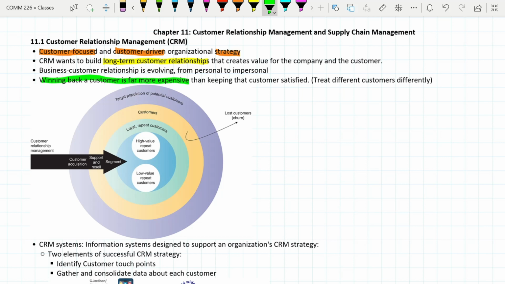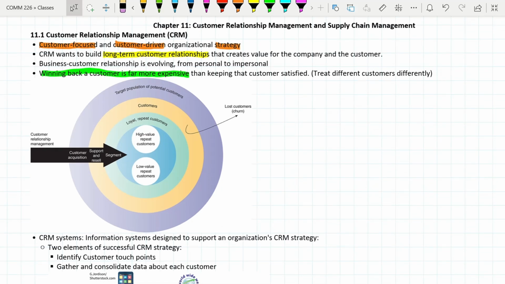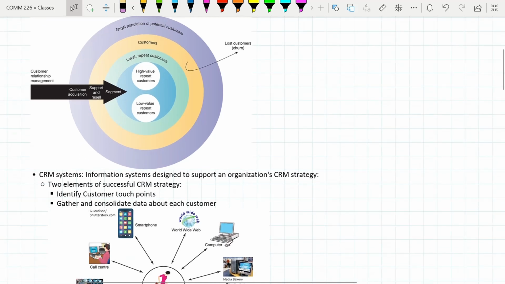with customer acquisition, support, and resale, and then segment, showing your target population, your customers, your loyalty and repeat customers, and then your high value repeat customers and your low value repeat customers. And so this is what they mean by treat different customers differently, because you really want to make sure that your high value repeat customers and your low value repeat customers are satisfied, because those are the ones that are staying with your company. And like they said in the last point, winning back a customer is far more expensive than just keeping that customer.